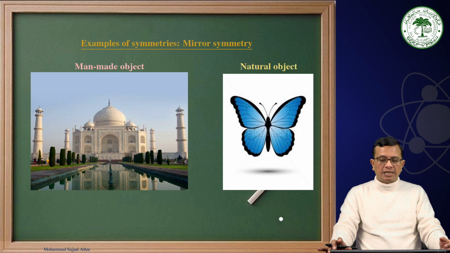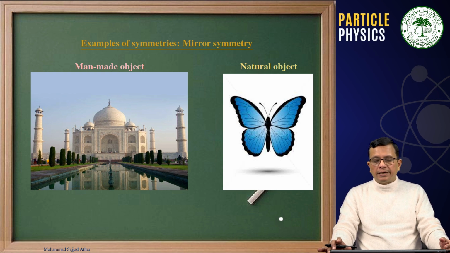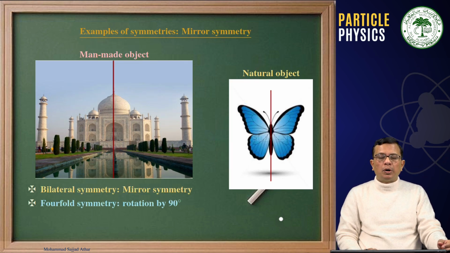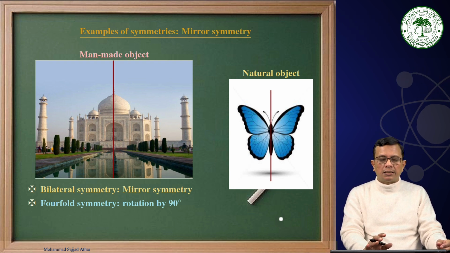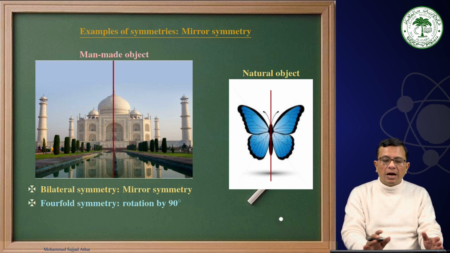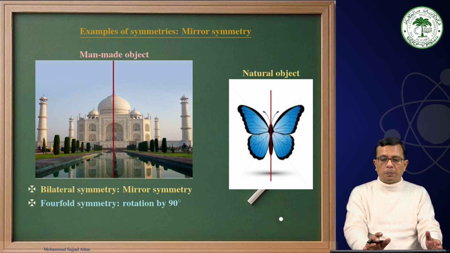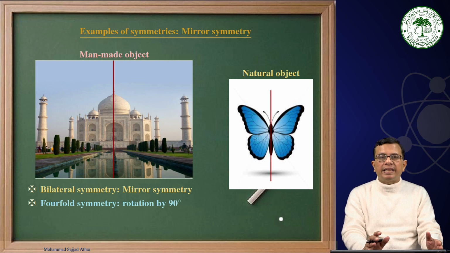Here I have taken the example of Taj Mahal and butterfly. The left hand side is a well known man-made object, and the right hand side is a natural object. Now, if I put a vertical line at the center, what we can see is that this divides the Taj Mahal into exactly two parts, or the butterfly into two parts, and they are exactly symmetric. And this is known as line symmetry.